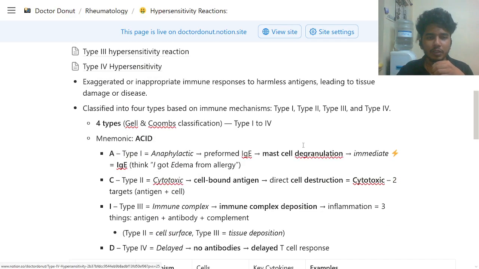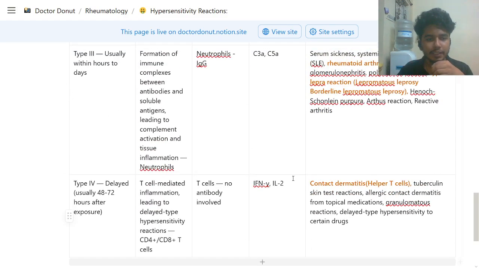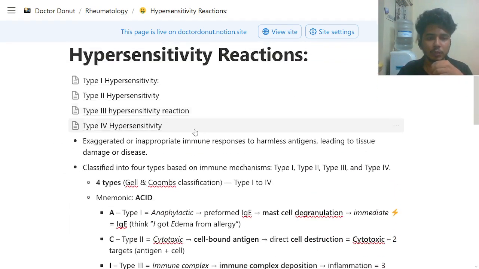Now, quickly, we're going to go over this lovely little table, and then we'll explore all of the hypersensitivity reactions individually.